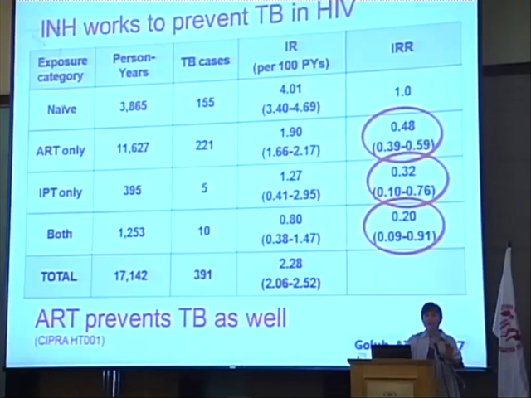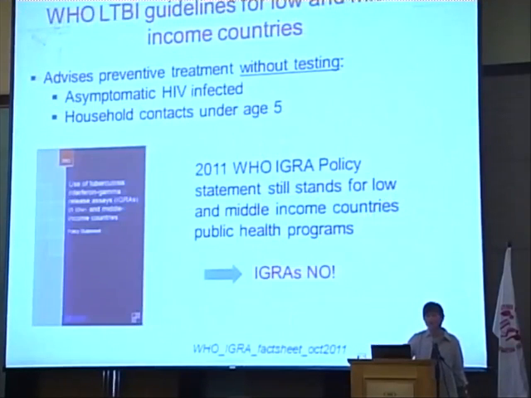If you're going to prevent TB, you have to prevent it with both in your patients. Okay, so what does the WHO say? The WHO says, in terms of screening, they advise prevention for all HIV patients in a high prevalence setting, okay, without testing. Okay, I don't know if that would be acceptable here in the Philippines.